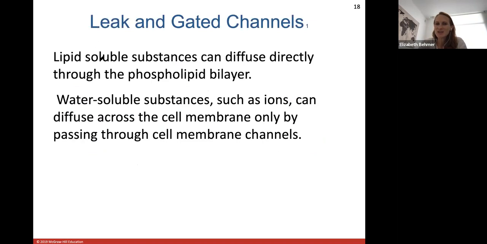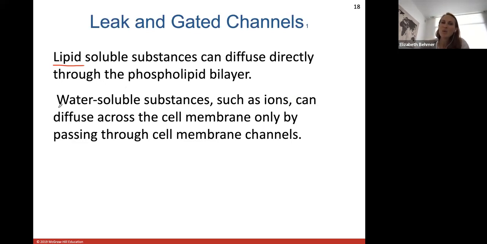Leak and gated channels. Anything that's lipid soluble can diffuse directly through the phospholipid bilayer, because remember, the inside of the bilayer has those nonpolar tails. They don't like water. So if you have a lipid soluble substance, which also does not like water, it will easily diffuse through that phospholipid bilayer.